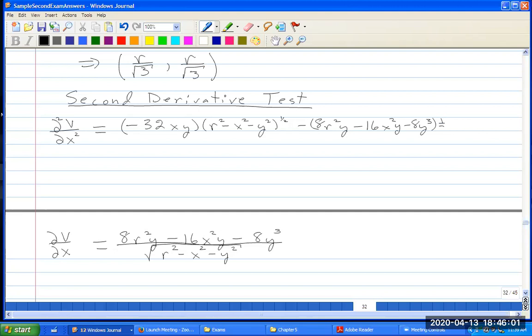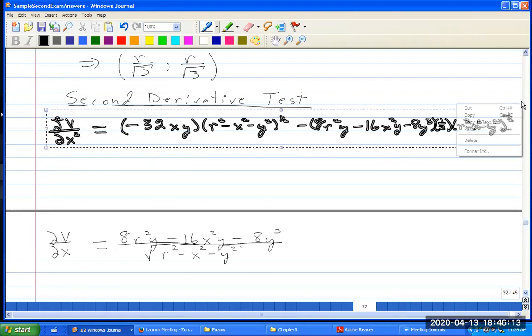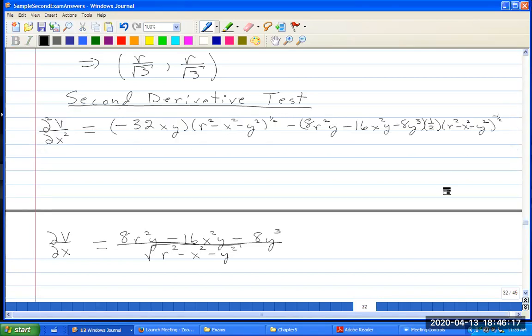So I'll bring down the exponent. Subtract 1 from the exponent. Times the derivative of what's inside with respect to x. Minus 2x. All divided by the denominator squared.